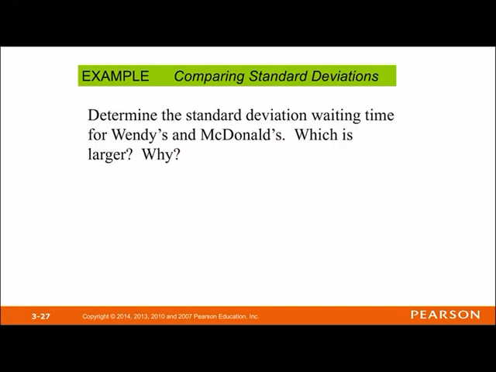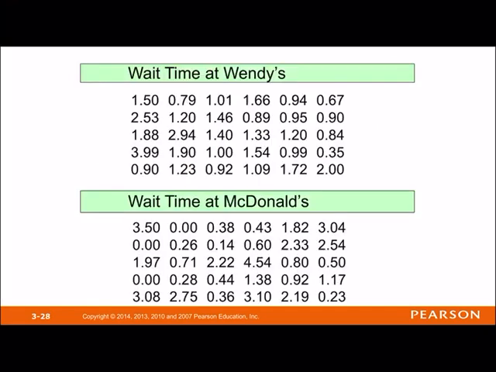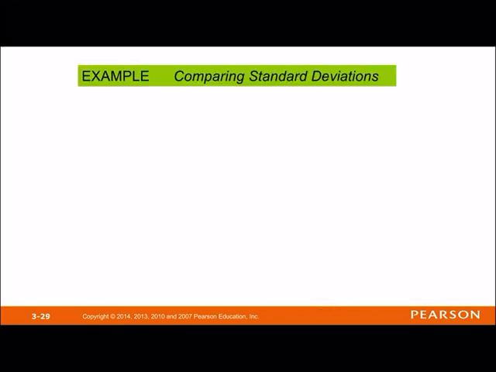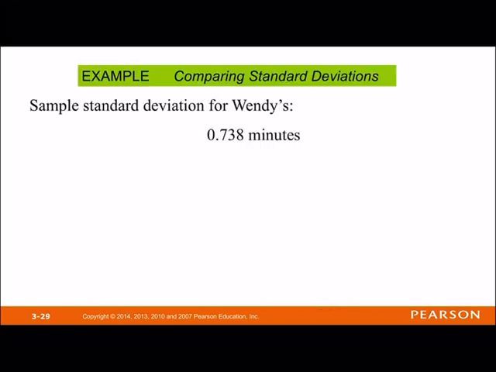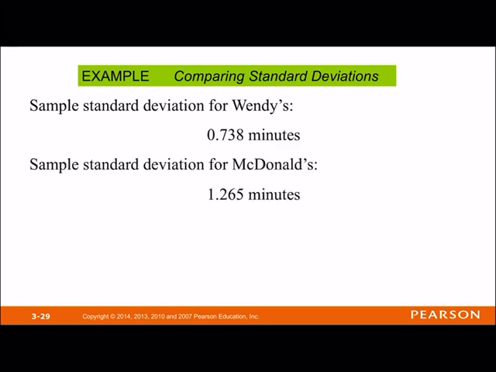Okay, so determine the sample standard deviation for Wendy's and McDonald's. When you do that, for Wendy's, you're going to get an answer of 0.738. And for McDonald's, you're going to get 1.265. Again, I'm going to do this inside the calculator in a separate video to show you.